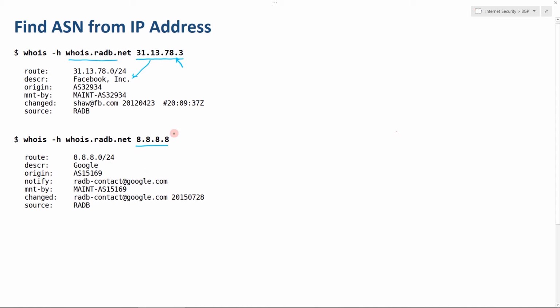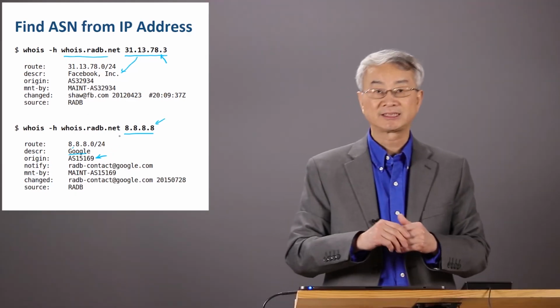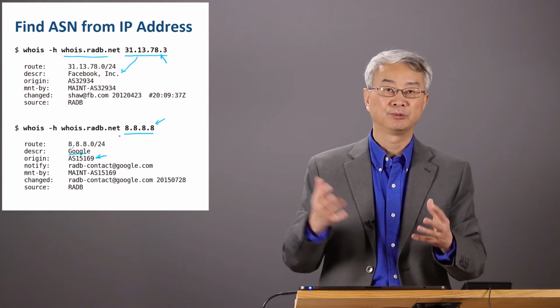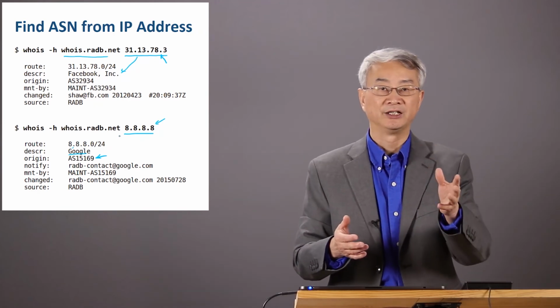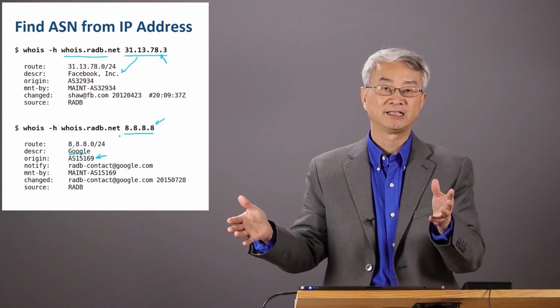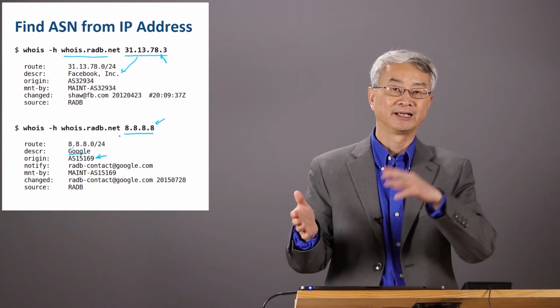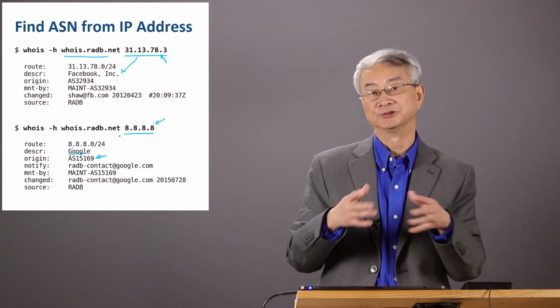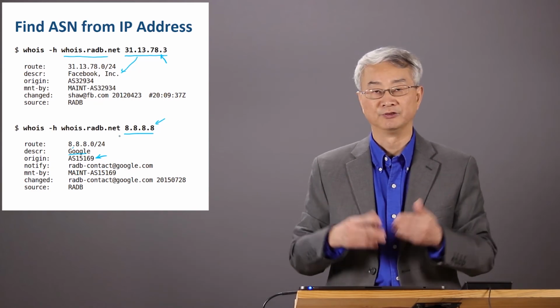Here's another example. I know who owns this. That's Google's DNS server. And you can do this query and you're going to find out that this is owned by Google, and here are the autonomous system numbers. So this comes very handy. Sometimes you want to get an IP address from an autonomous system number, or get the autonomous system number from an IP address, and you can easily use this tool to get that information.